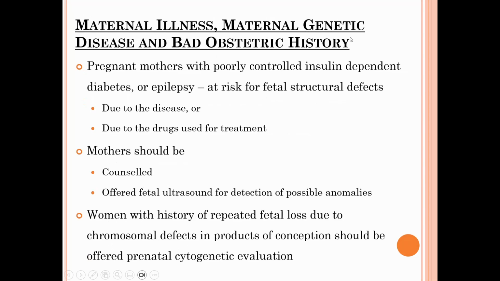Maternal illness, maternal genetic disease, and bad obstetric history. Bad obstetric history means there are many fetal losses, or there is a history of abortion. So a pregnant mother with poorly controlled insulin dependent diabetes or epilepsy is at risk of fetal structural defect, which can be due to the disease or due to the drugs used for treatment. The mother should be counseled and offered fetal ultrasound for detection of possible anomalies.